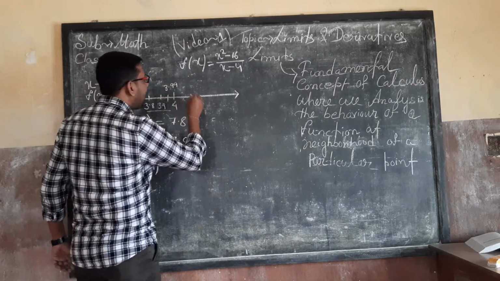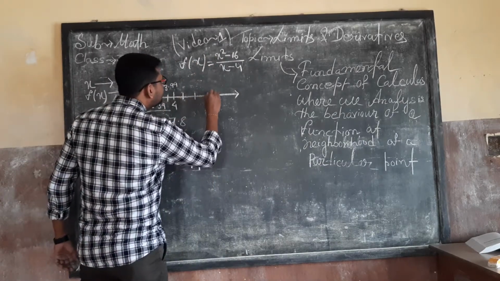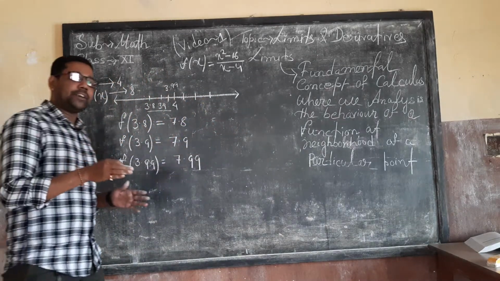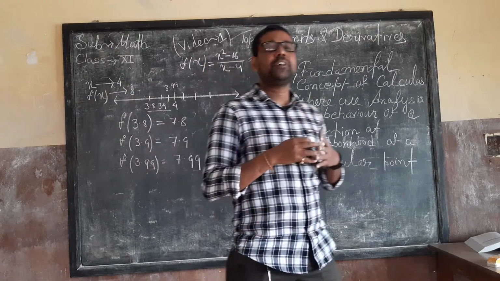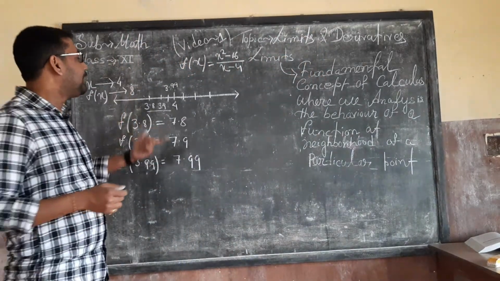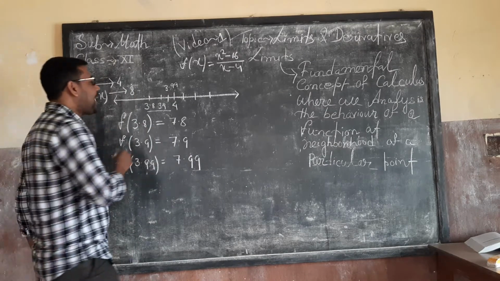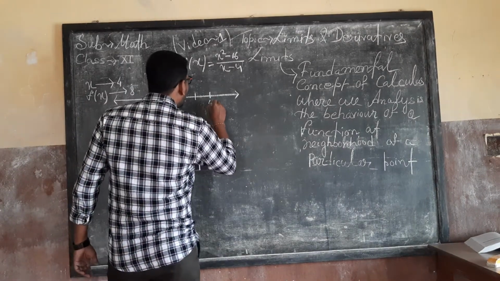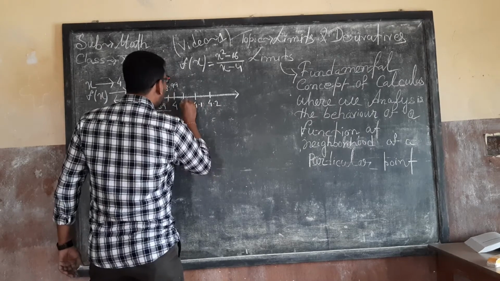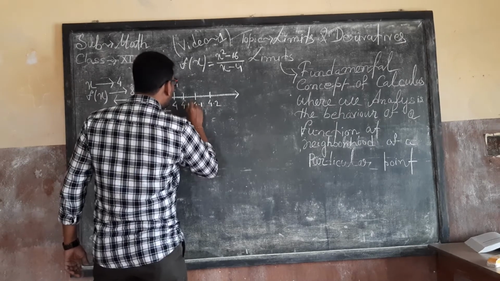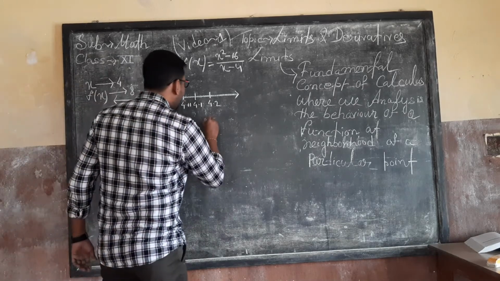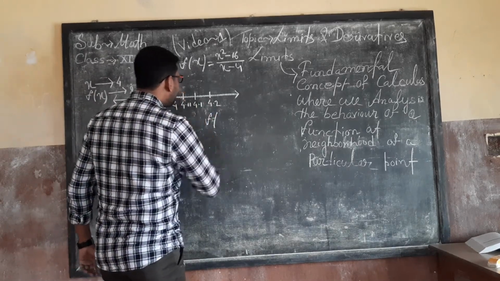Next, we consider some values on the right-hand side of 4, with the same criteria: all those values on the right-hand side are very close to 4 but not equal to 4. This time we consider 4.2, 4.1, 4.01, and find out the value of the function corresponding to these values.